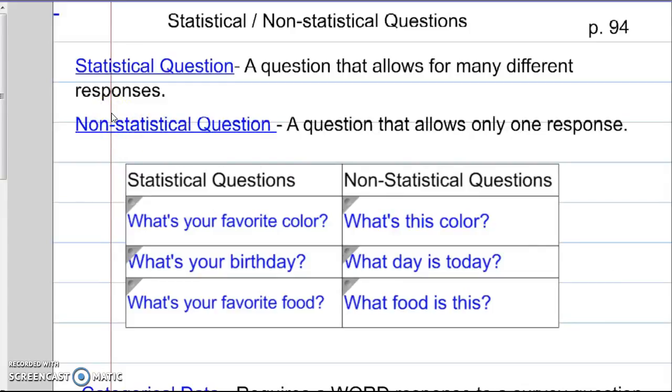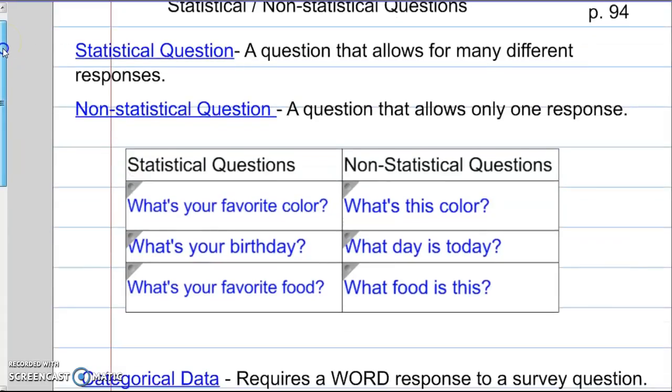Now the rest of page 94 of your notebook is where we're going to discuss two types of data. One is called categorical data, and the other is called numerical data. So imagine if we were completing a survey and we were asking a group of people questions. There are two types of responses that we would get.